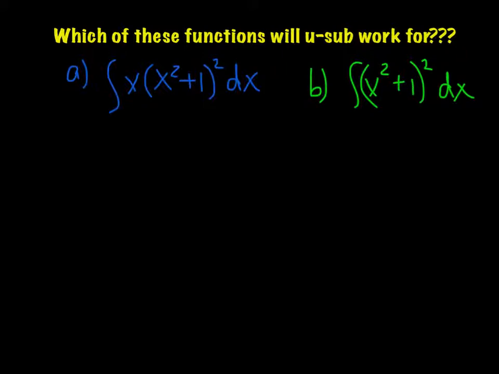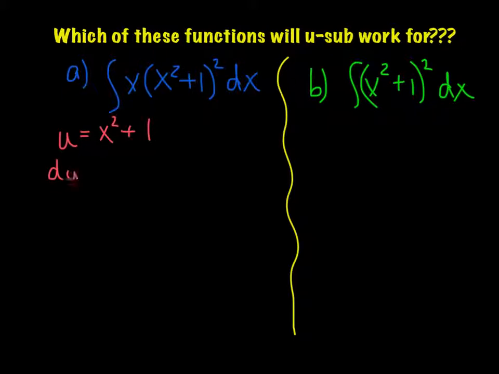So what am I talking about? Well, let's take a look at these two different functions and say which one u substitution is going to work for and which one it will not. So with both of them, they both have the same inside function, so for both of them we're going to go ahead and say that u is equal to x squared plus 1. Take the derivative and solve for dx. So du over 2x is equal to dx.